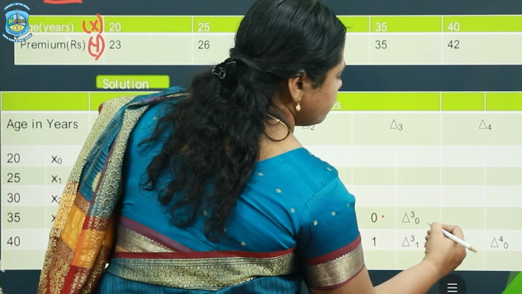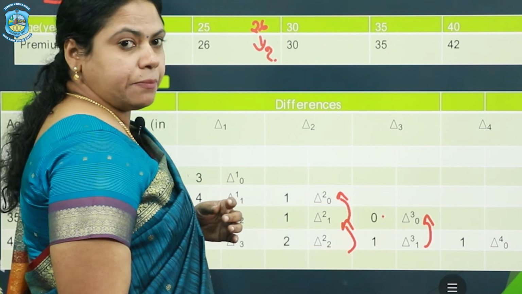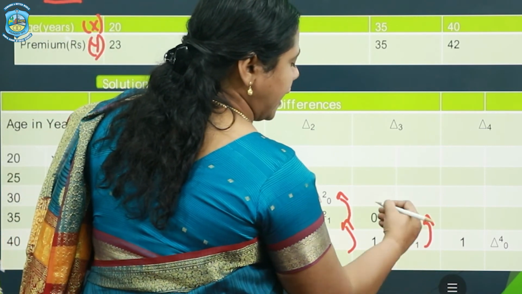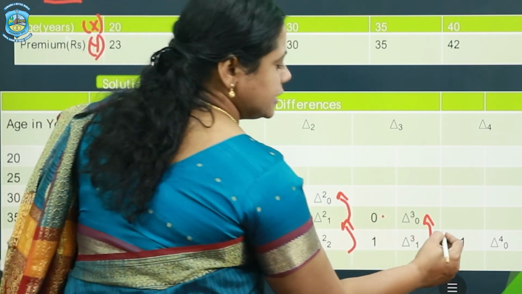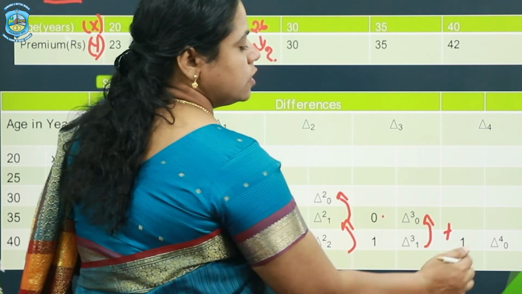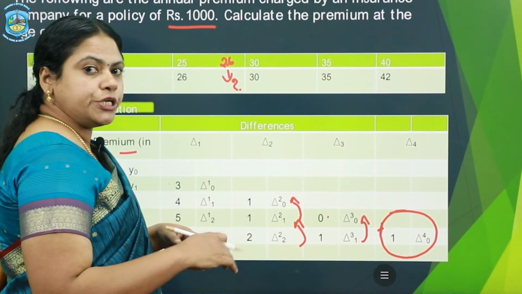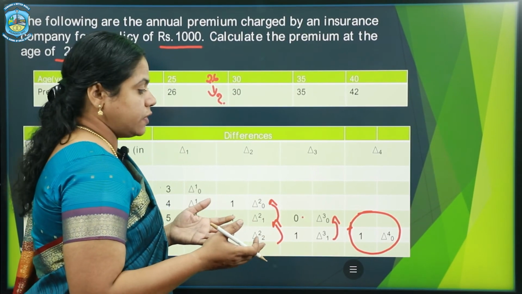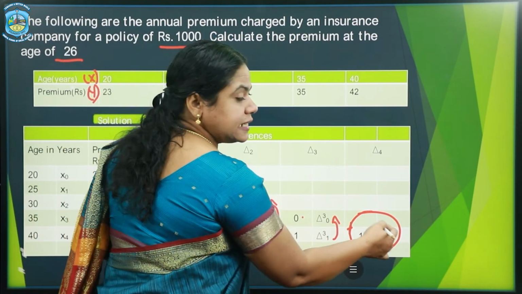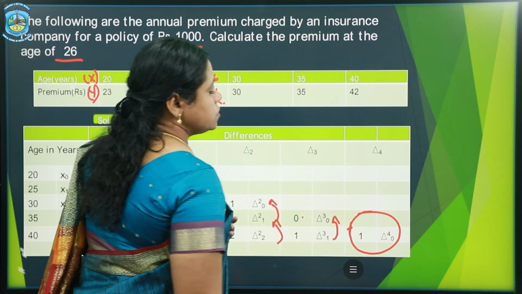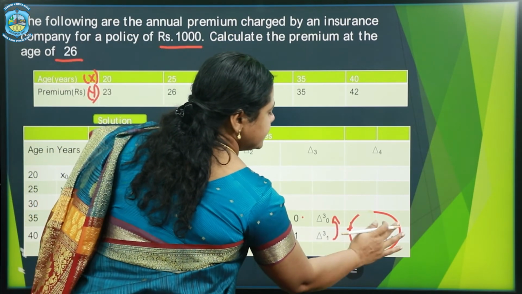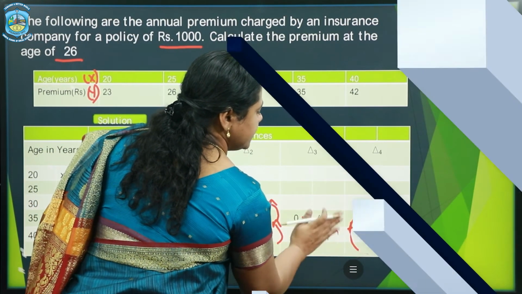So here del 3 1 minus del 3 0, 1 minus 0 is plus 1. Okay. So only one difference is there now, so there is no need to take the difference. We cannot take the difference further. So you have to advance till it reaches one value. So we have to end it here, del 4 0, right?